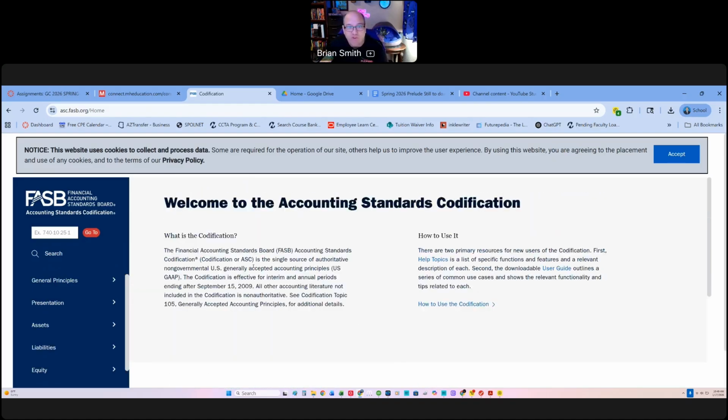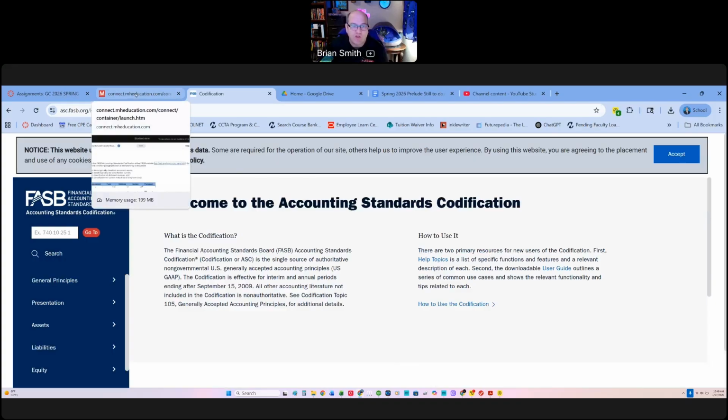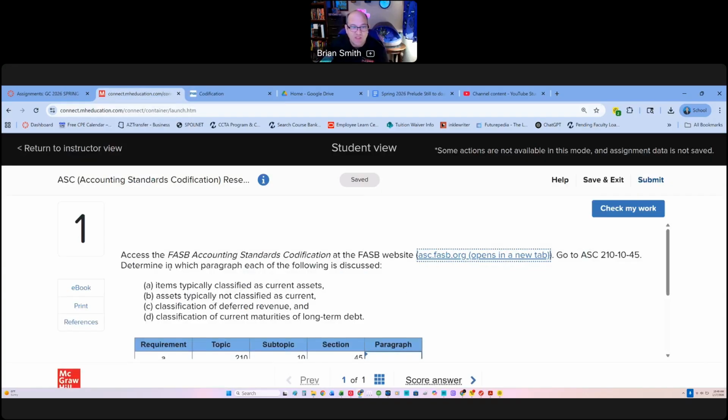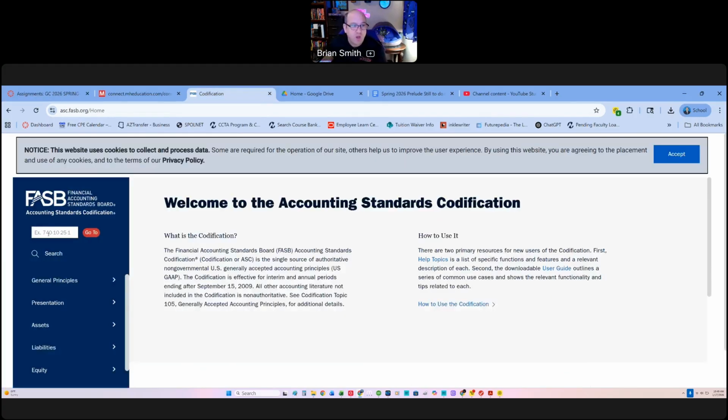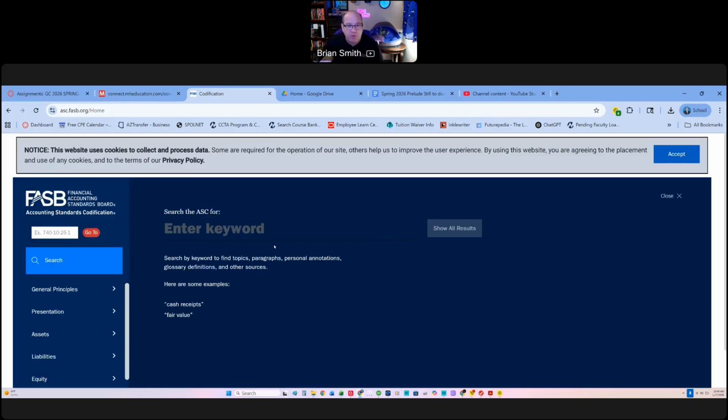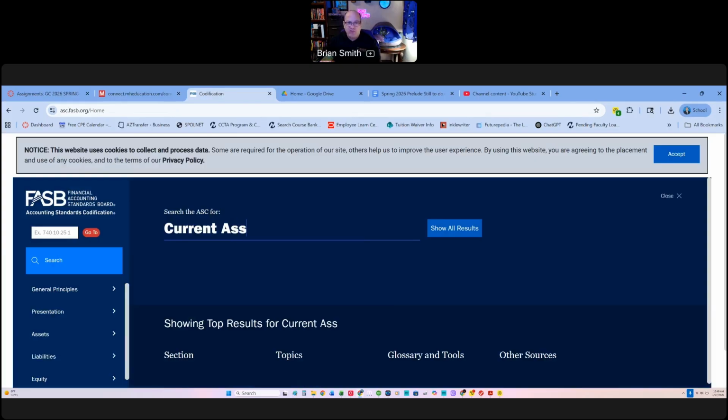Now, when you're at this point, we need to do a search. We're going to go and look for something, all right? Now, I'm going to show you what most of your assignments are going to look like, and then I'll get to this one here. This one says, determine in which paragraph each of the following are discussed. Items typically classified as current assets. If that's all the information you got, what we're going to need to do is type in the search box right here, enter a keyword. We're going to put current asset. And let's see what we get.